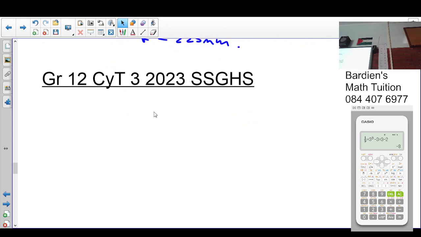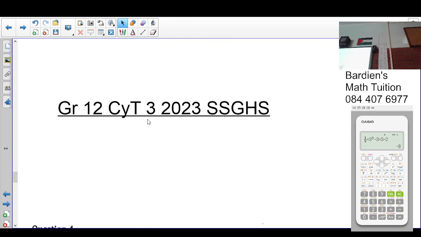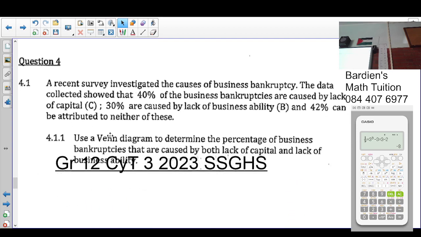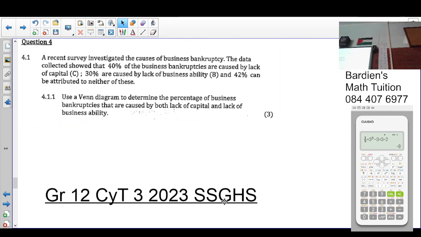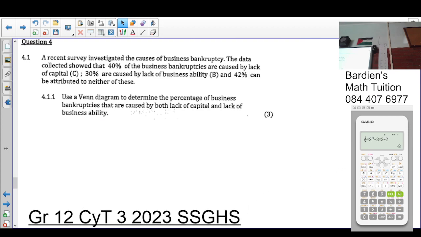Alright. Now we come to our favorite: probability. Okay, this is the easy marks, I was told. I believe otherwise now. Okay. A recent survey investigated the cause of business bankruptcy. The data collected showed that 40% of the business bankruptcies are caused by a lack of capital, C, 30% are caused by lack of business ability, B, and 42% can be attributed to neither of these.